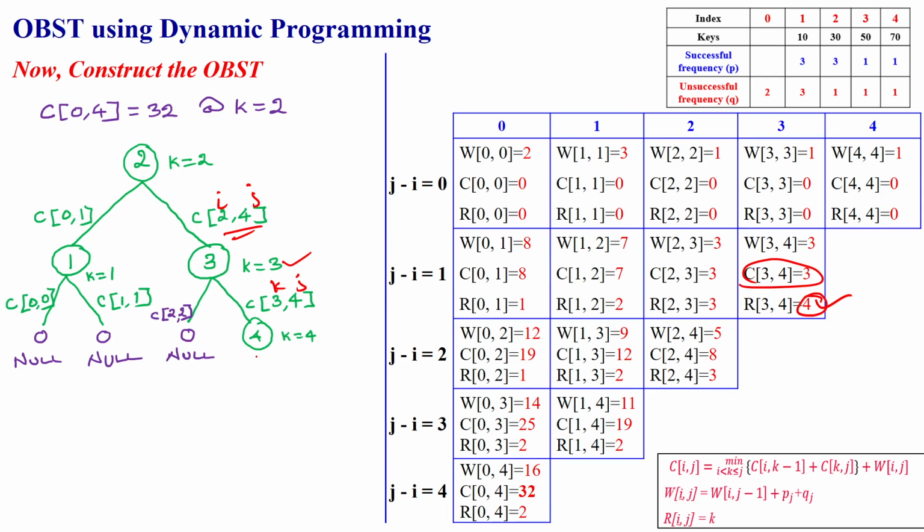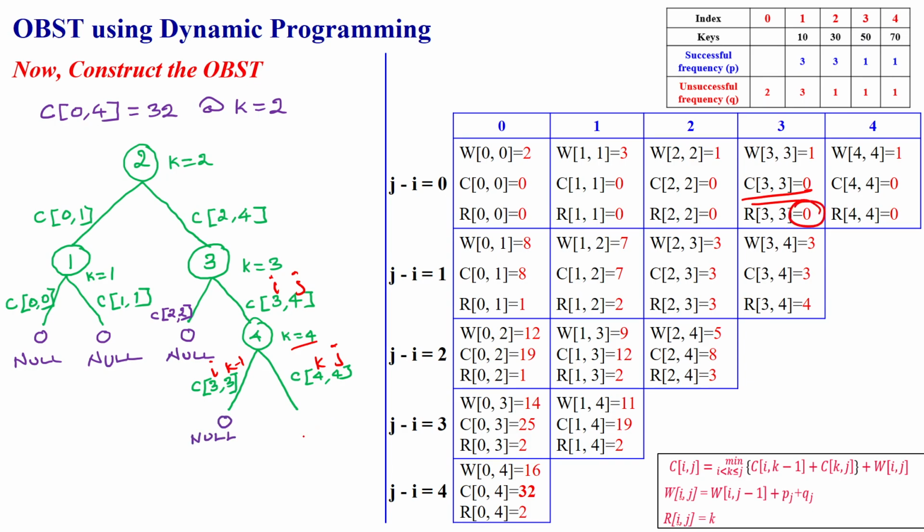So here k equal to 4, again substitute the formula here. As per this context, 3 is i, j is 4. Then i, k minus 1, 4 minus 1 is 3, right? So for this we will get the value here. This is the k, this is the j, so k is 4, j is 4. Now c of 3 comma 3, so what is the root position? 0, that is null. What is the c of 4 comma 4? Root position is 0, that is the null. So now we have constructed the tree for this one.